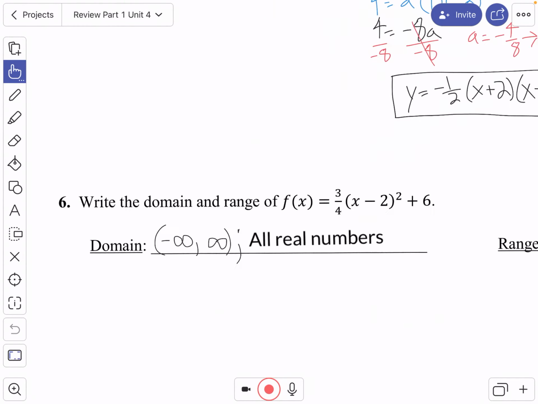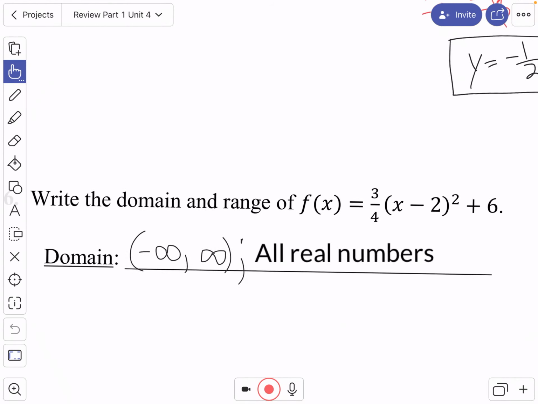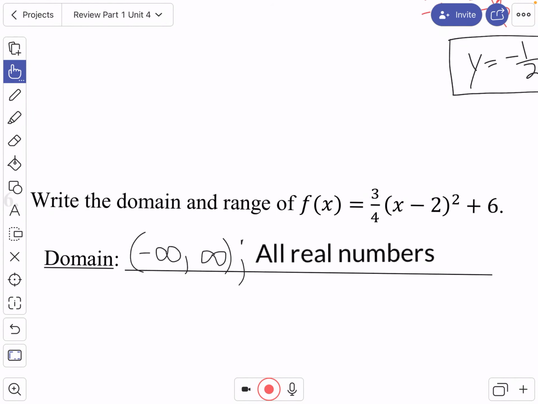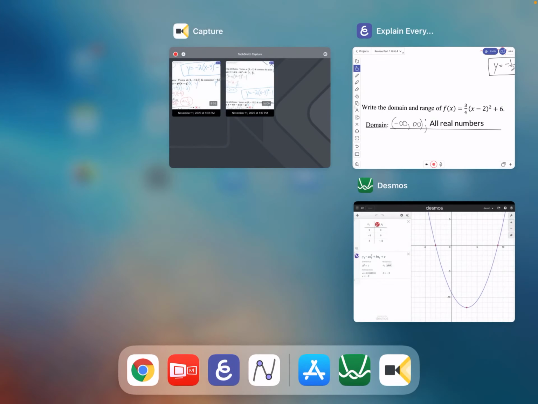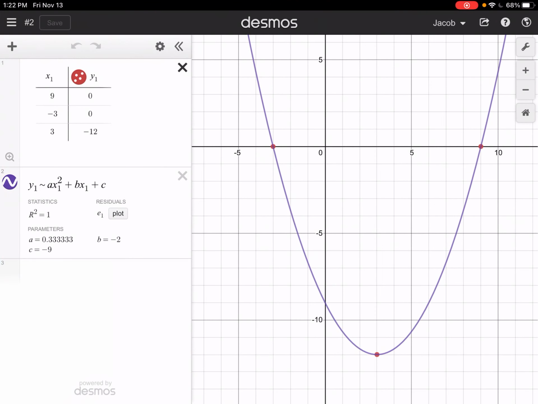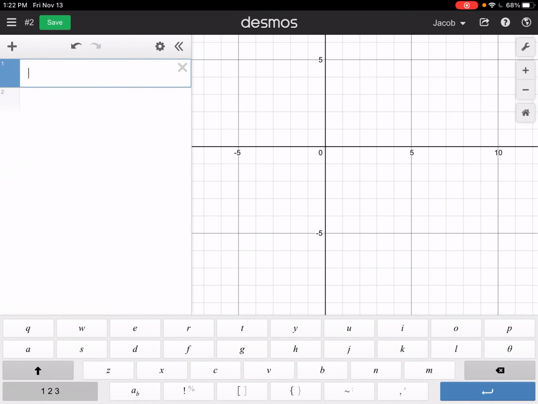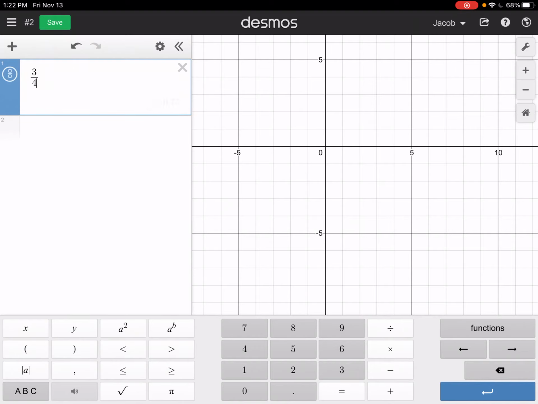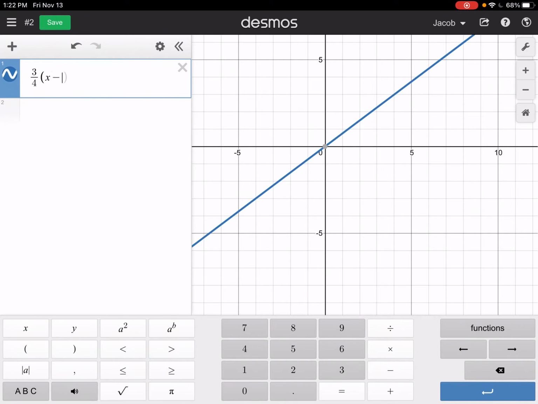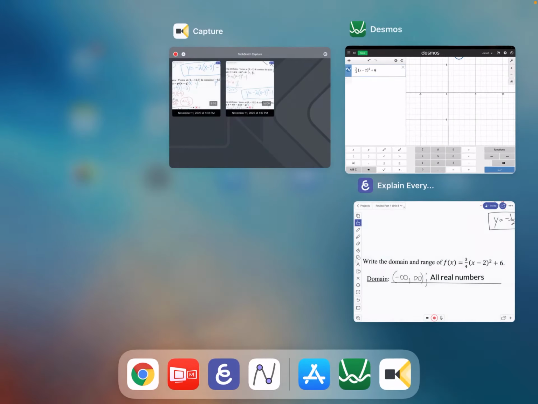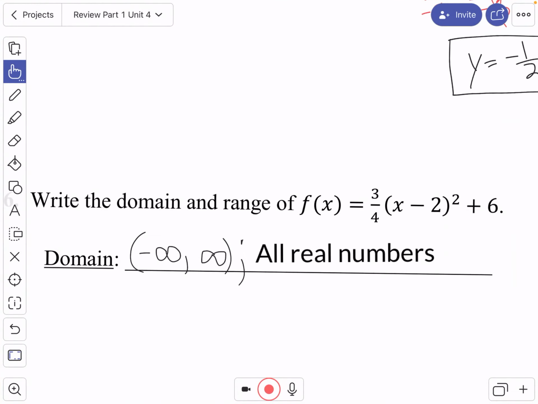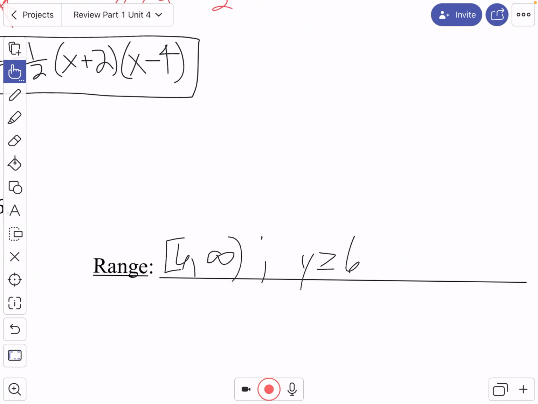So the last thing to go over is a domain and range problem. If I give you the equation, the domain's always all real numbers. Whether the graph opens up or down, it's just all real numbers. So you don't really have to look at the graph for that. But, you know, if you need to, go ahead and graph it. So I'll go to Desmos here, and I'll type in 3 over 4, and then it said (x minus 2) squared plus 6, right? And so, yeah, the domain's all real numbers.